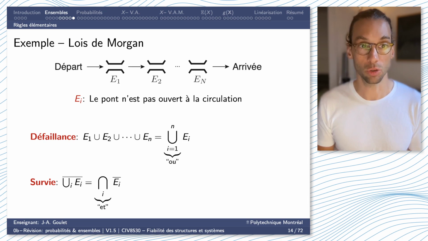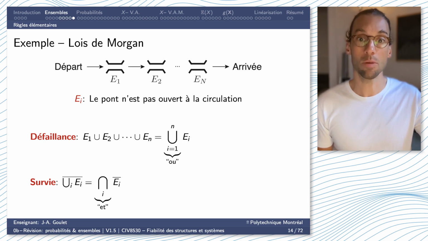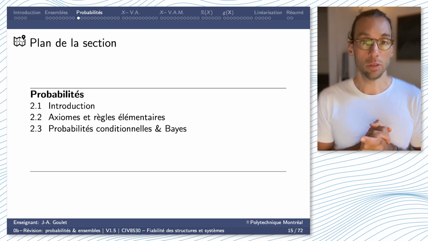So it means that to cross from a departure to an arrival point, bridge 1 must be open, and bridge 2, and bridge 3, and bridge 4. Okay, so we see that it holds here. So we've seen what we needed for ensembles.